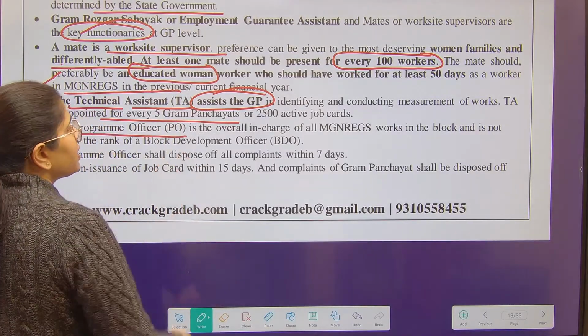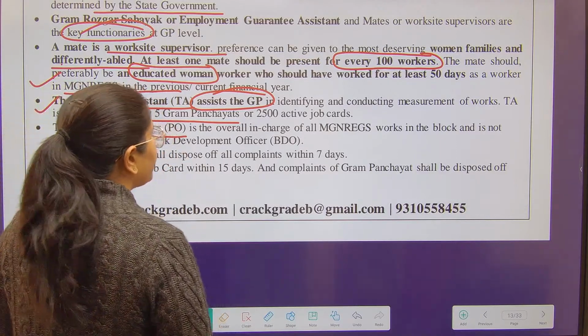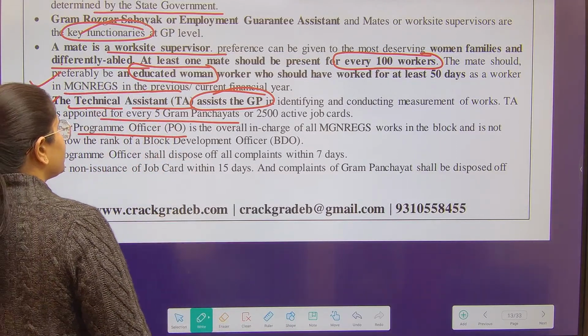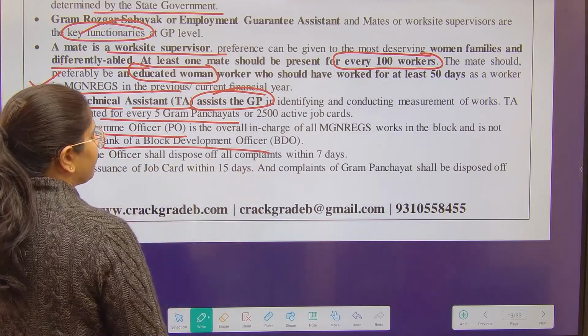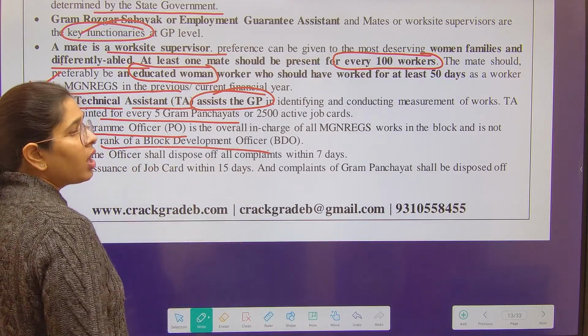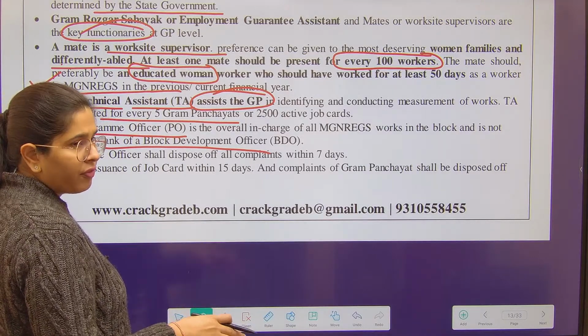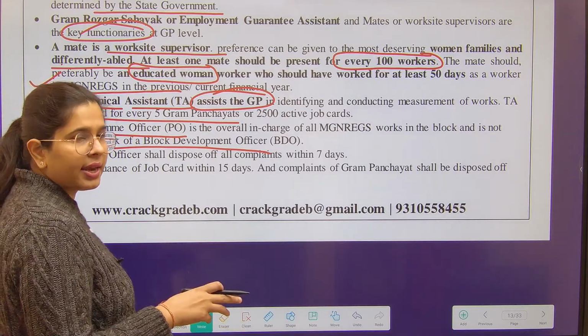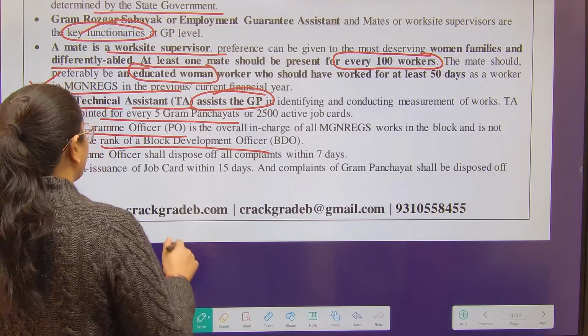Next, the program officer is the overall in charge of all MGNREGA related works in the block and is not below the rank of the block development officer. So what is a block? A block consists of a number of villages, right? A group of villages are there under a block.